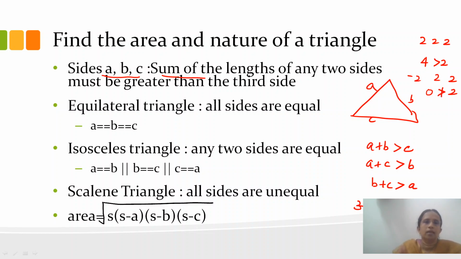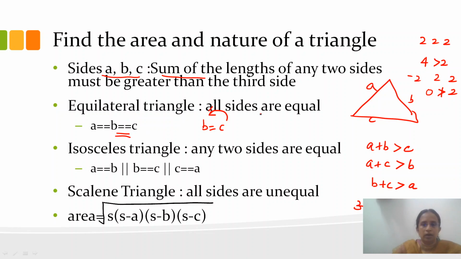Okay. Another condition is that we have to check whether the triangle is equilateral. Equilateral means all the sides are equal. We check whether A equal to B equal to C. If it is true, it's an equilateral triangle. For an isosceles triangle, any two sides are equal. A equal to B or B equal to C or C equal to A. Check whether you have to write equal to, because we are comparing two sides. If you write B = C, what will happen? The value of C will be assigned to B. It's not so. We have to compare B and C.